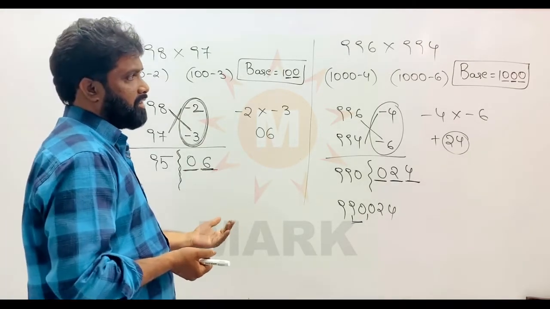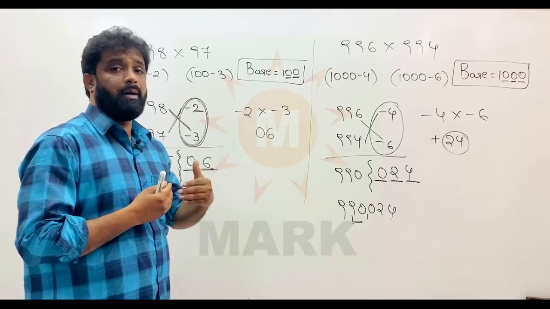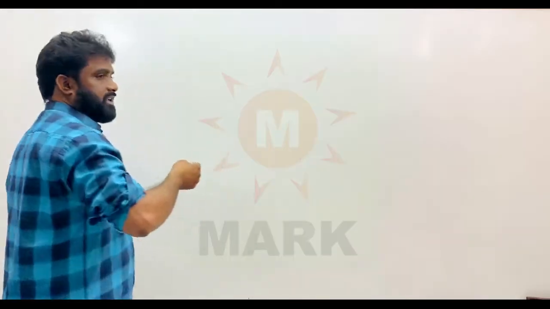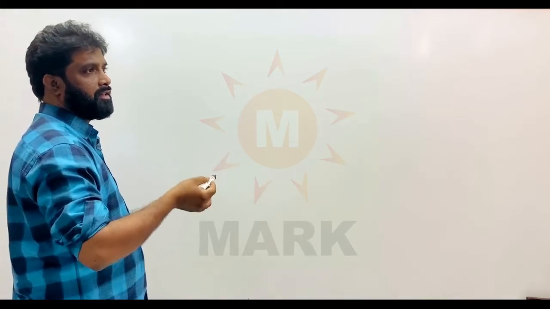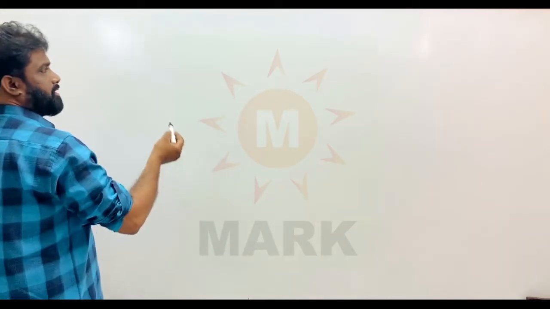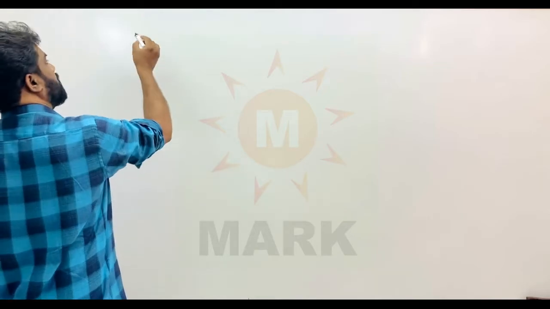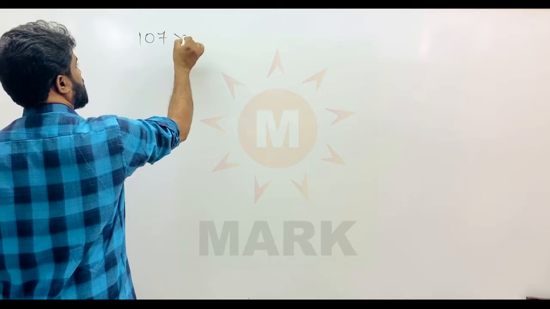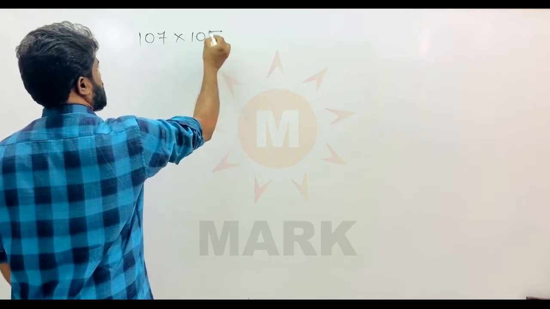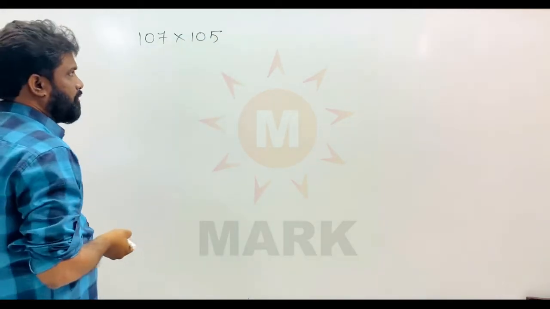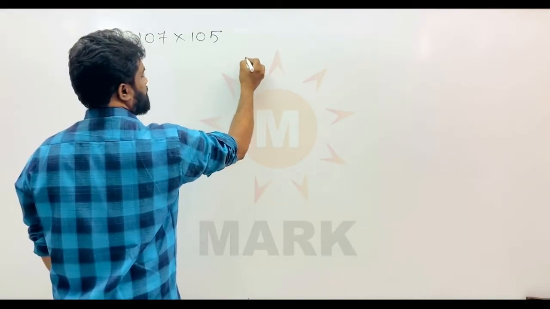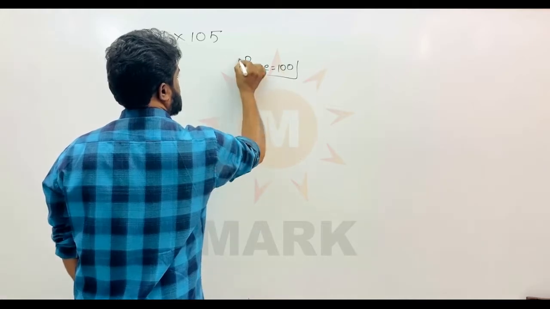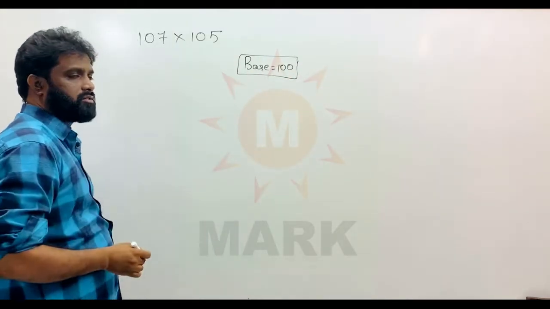Now I will tell you what if both the numbers are in the upper neighborhood. We'll see, friends, what happens if both the numbers are in the upper neighborhood. Suppose I take base 100. Let us take two numbers like 107 into 105. Both are in the upper neighborhood, right? What is the base? Clearly I am writing it here just for your convenience. The base is 100, so they are in the neighborhood of 100.